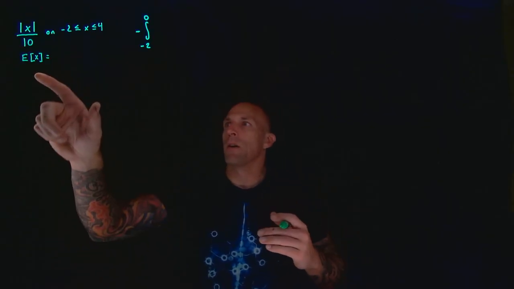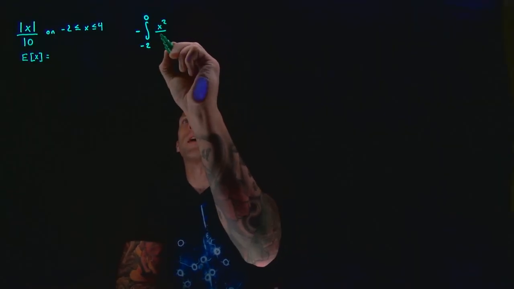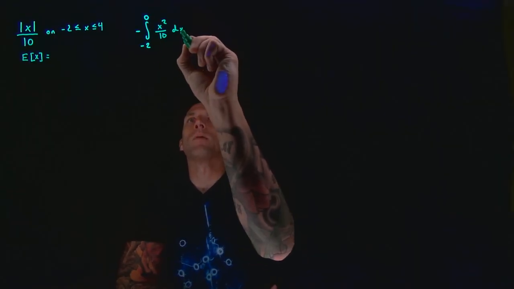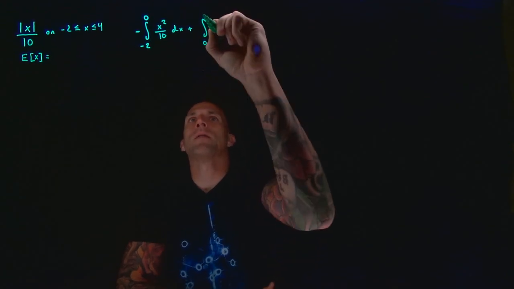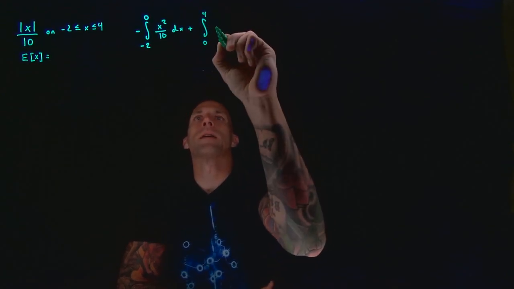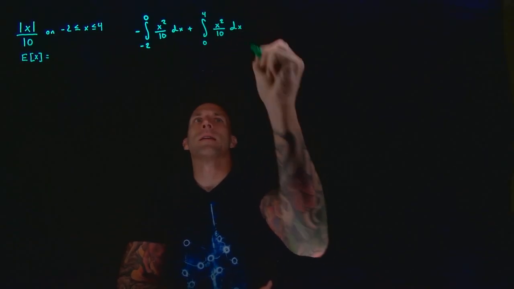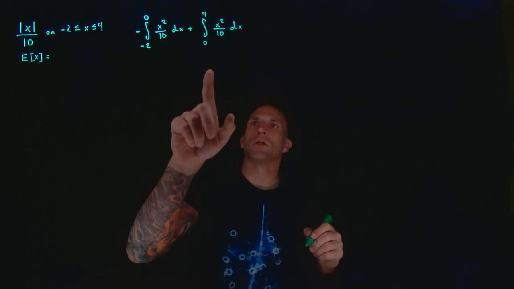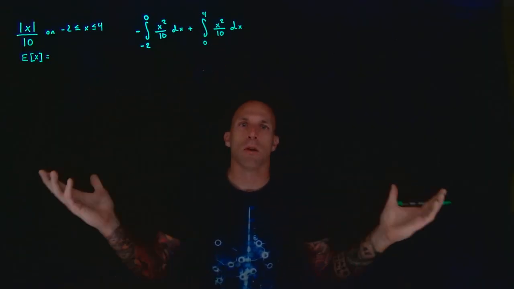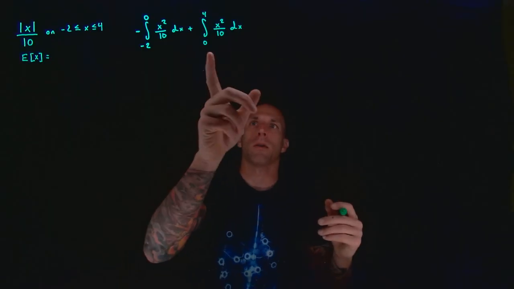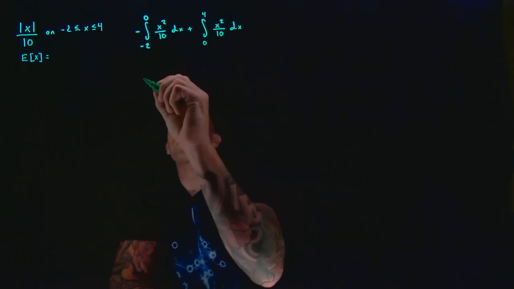To the expected value, we'll use x squared over 10, integrate that, plus the rest of the domain from 0 to 4, again, x squared over 10, and there's no change here, right, because the absolute value on positive numbers has no effect. So we just leave this part 0 to 4 alone.